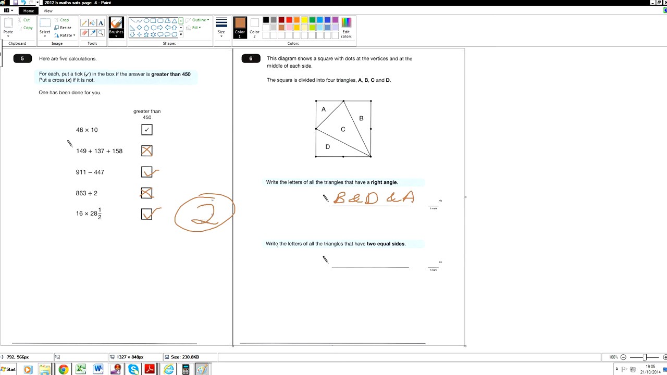Okay, next question. Write the letters of all the triangles that have 2 equal sides, which means isosceles triangle. Go for it. B and D, which have 2 equal sides. No, not B. C and A, or A and C. Well done. If you got both of those letters right, well done.